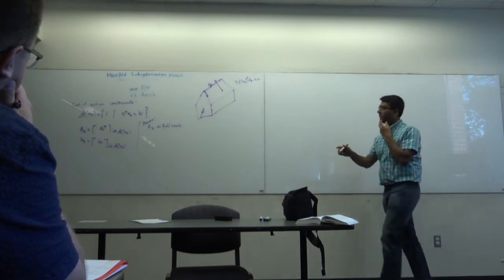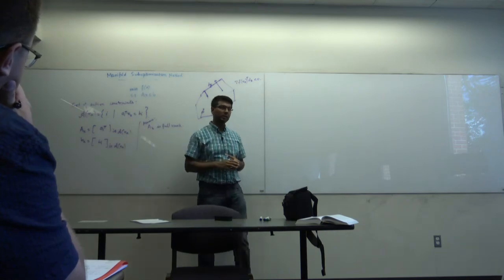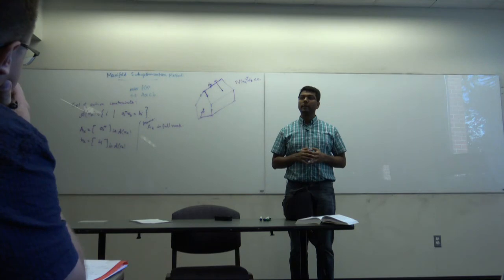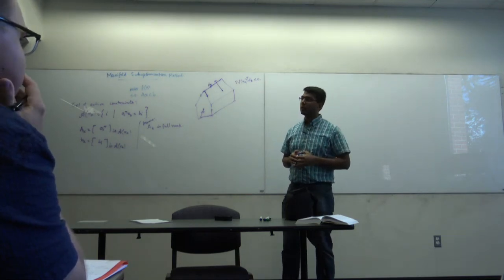So what happens when AK is not full rank? What happens if row 1 and row 2 are just multiples of each other? What does that signify? It means that the null space is not empty. The solutions to the system are not unique.